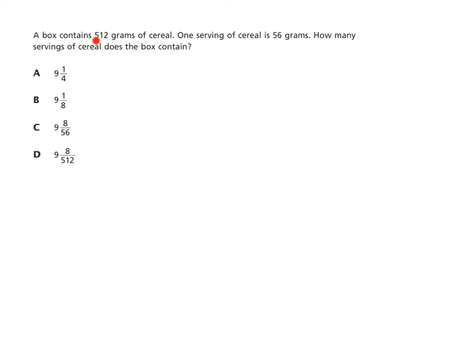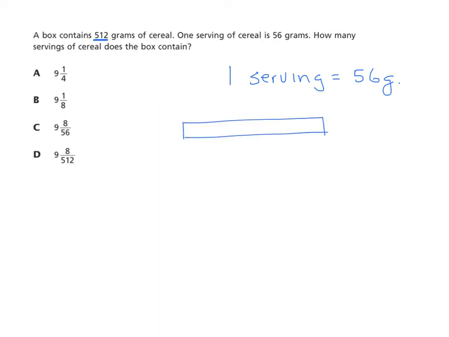A box contains 512 grams of cereal. One serving of cereal is 56 grams. How many servings does the box contain? Well, I know that one serving equals 56 grams. So I want to find out how many 56s there are in that box, or how many 56s in 512. Doing a quick tape diagram, my whole is 512. And I want to know how many 56s do I have?